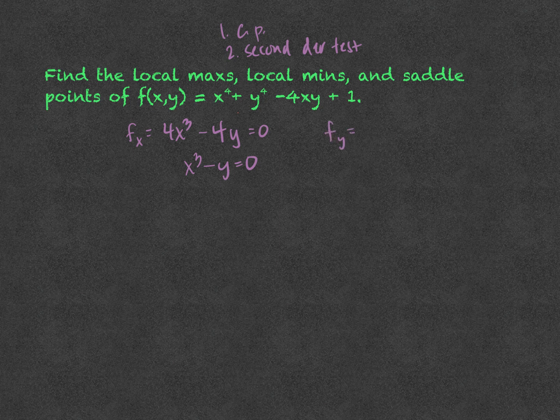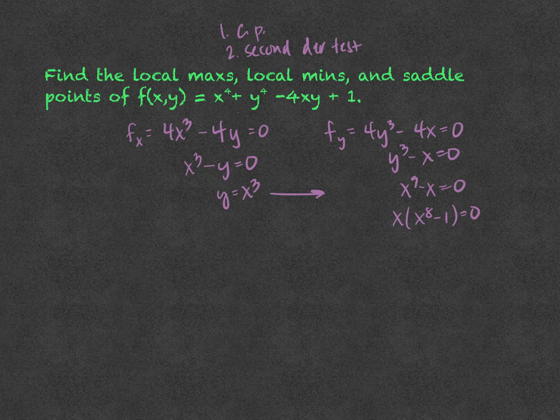Our partial with respect to y will be 4y to the third minus 4x. We're going to set this equal to 0, so we have y to the third minus x equals 0. Let's take one of them and say that y equals x to the third, and plug it into the second one. Then we get x to the ninth minus x equals 0. If we factor out x, we have x times x to the 8th minus 1 equals 0.